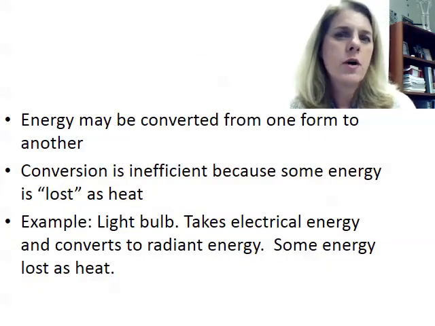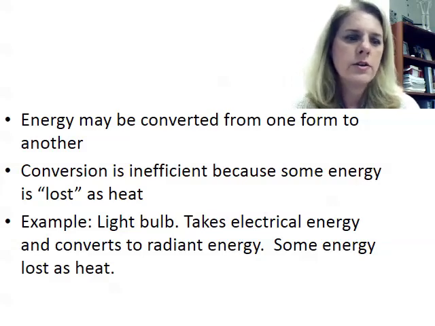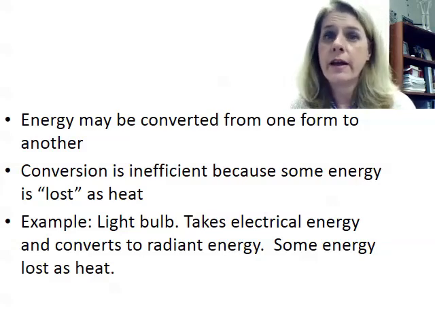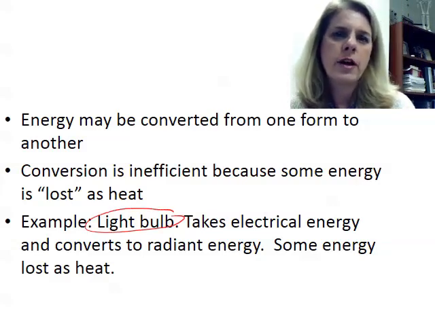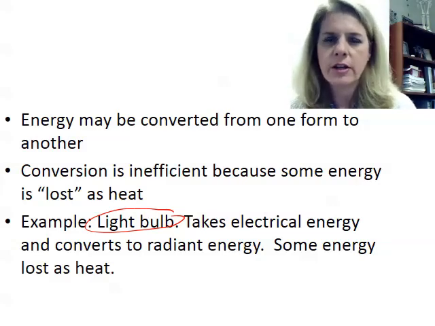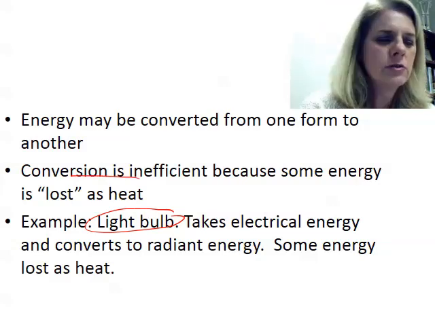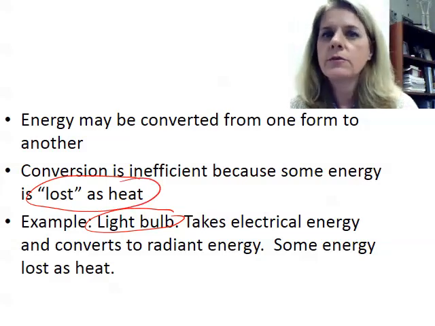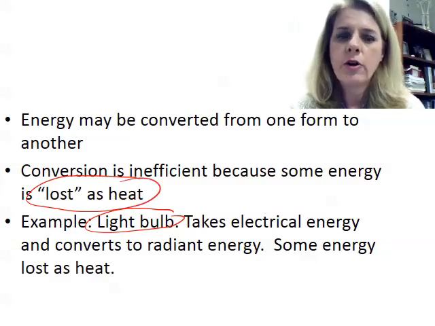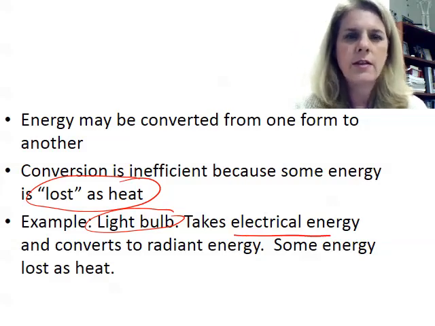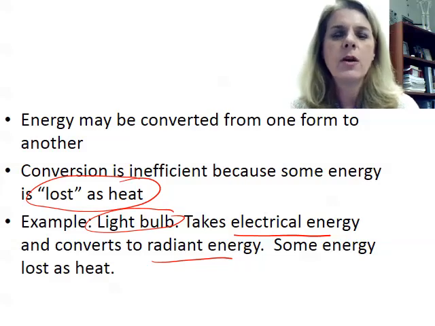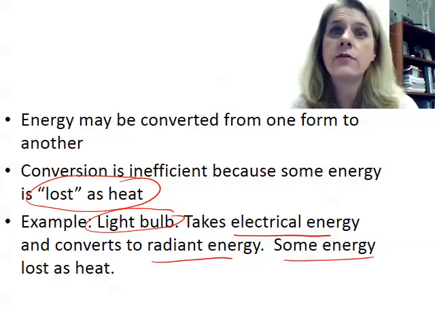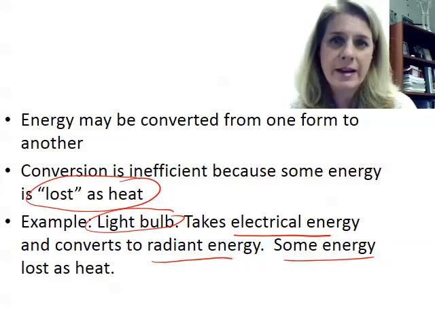Energy can be converted from one form into another. You can turn electrical energy into radiant energy, for example, in a light bulb. When you convert energy from one form to the other, you always lose something. It's not very efficient, and the energy that you lose is usually heat. For example, if you have a lamp and you flip on the switch, and the light bulb comes on, the radiant energy, what happens? That light bulb gets hot. That heat is the energy that's lost in that conversion of electrical energy to radiant energy, okay?